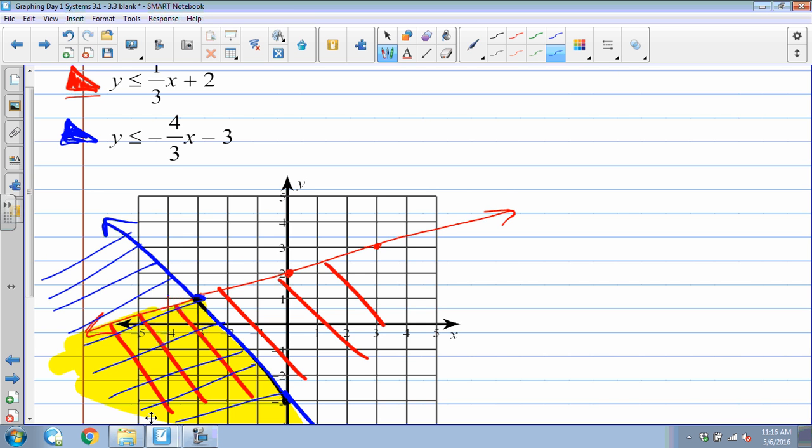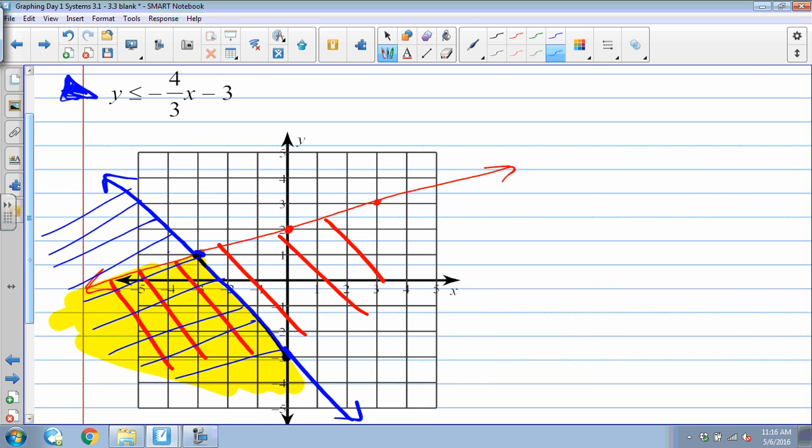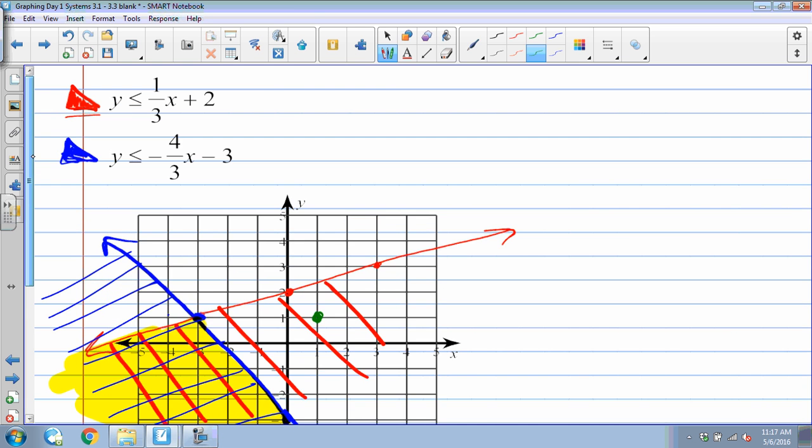Okay? So, if I pick a point and I ask you, is it a solution? If the question is, is the point 1, 1 a solution to this system? 1, 1 is right here. That is not a solution to the system. It is a solution to the red equation, because it's in the red shaded area. But it's not in the blue shaded area, so it's not a solution to the system. Okay? That's how they'll pose the questions.